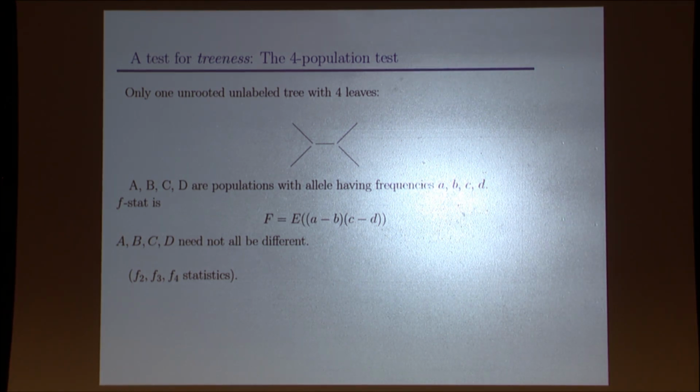If 2 are repeated and the other 2 are different, that's an F3, and you probably can guess what an F2 is. All right. And there's only one unlabeled tree with 4 leaves. So that's an elementary piece of combinatorics, and I wrote down the tree.